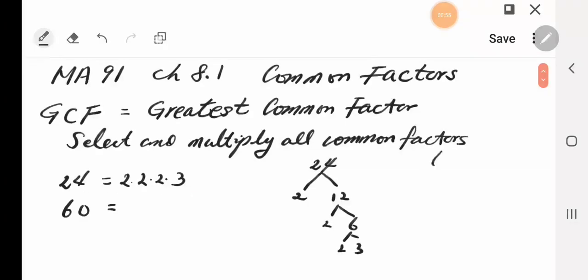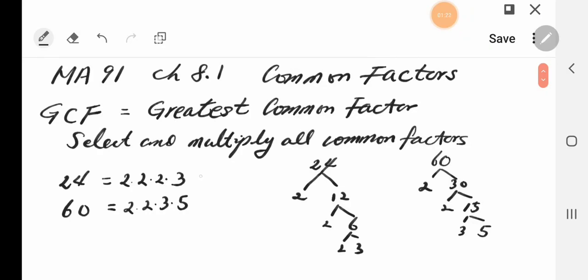Now let's find out the factors of 60. 60 is 2 times 30, and 30 is 2 times 15, 15 is 3 times 5. So we can multiply all these numbers, the leaves, which are 2, 2, 3, and 5. So this will be 2 times 2 times 3 times 5. We just wrote this as a product of primes.